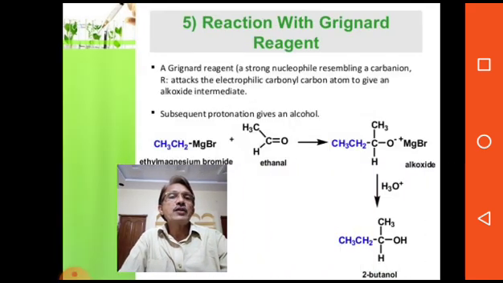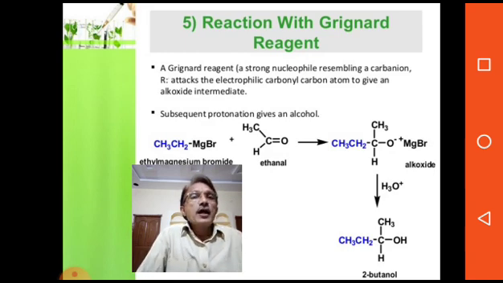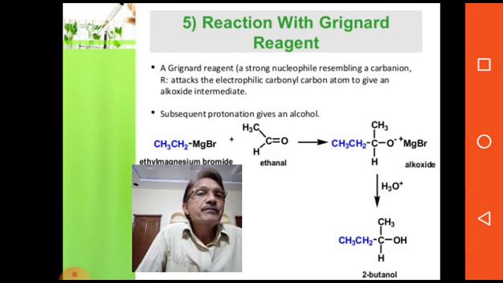Reaction with the Grignard reagent. A Grignard reagent, a strong nucleophile resembling a carbanion, R minus, attacks the electrophilic carbonyl carbon to give an alkoxide intermediate.